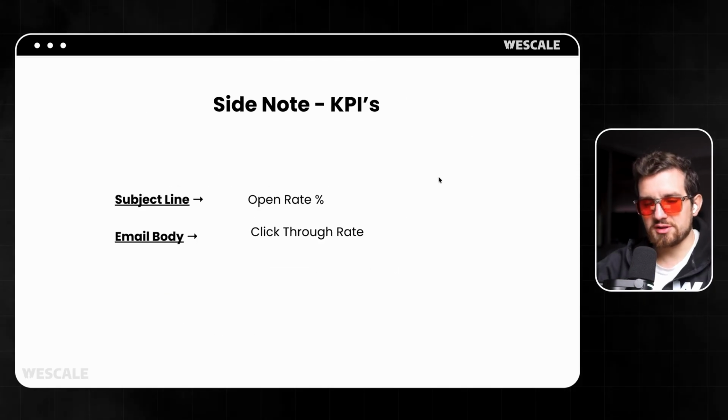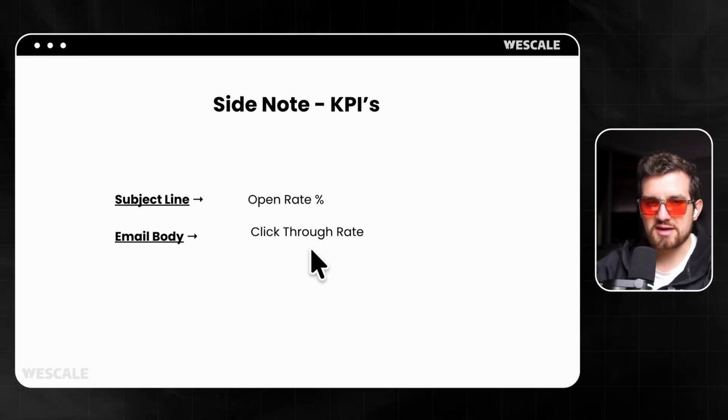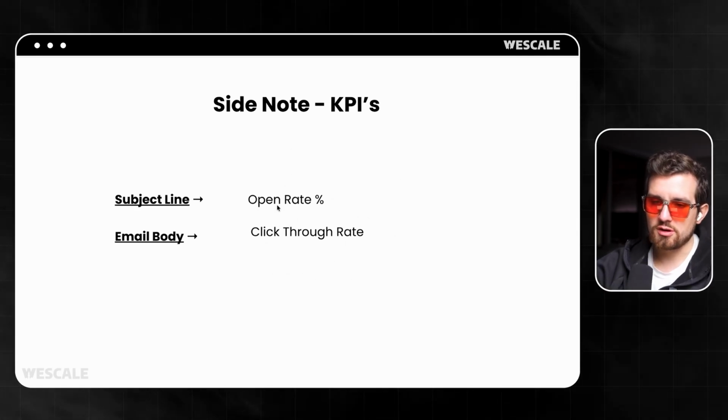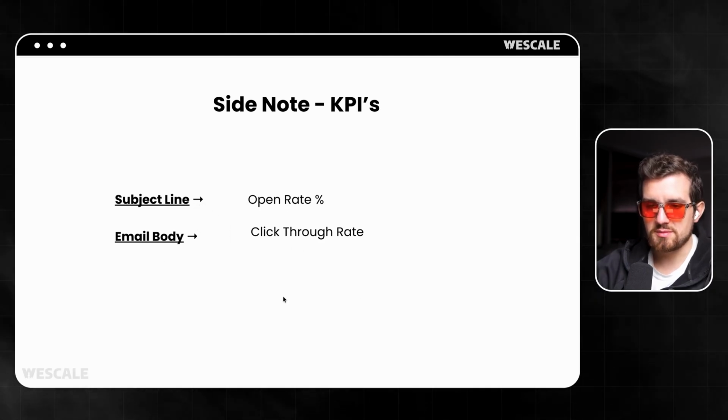And a side note here on these emails that we're sending, the KPIs we're aiming for refer back to the email training, but we're looking for the open rate tells us how good of a subject line it was, and the click through rate tells us how good of an email it was.